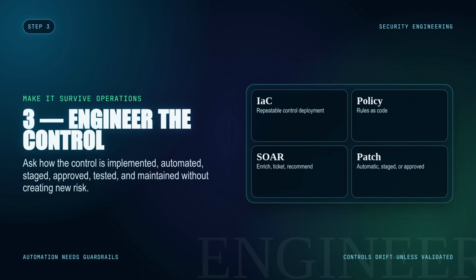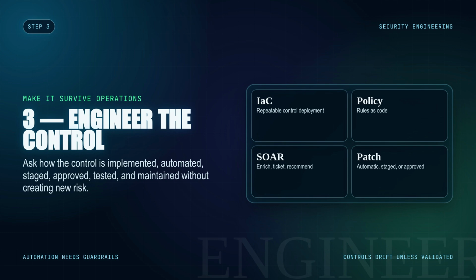If the control depends on a manual checklist that nobody runs, the control is weak. If the control is deployed once and never validated, it drifts. If the automation can contain a system without analyst review, it may create business risk. So when you study an objective, ask how the control would be engineered.